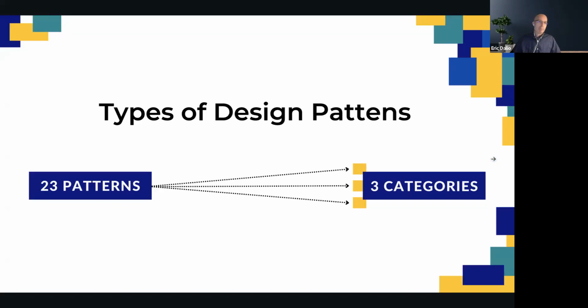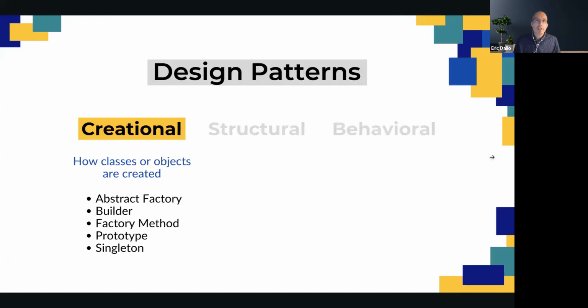So, types of design patterns. There are 23 design patterns, and they can be divided into 3 categories. We've heard about a few of these already in previous talks in this series from some of our brilliant colleagues. If we look at these 3 categories, we have creational, structural, and behavioral. Zooming in on the creational, they talk about how classes or objects are created. So we have the abstract factory, the builder, the factory method, the prototype, and the singleton.